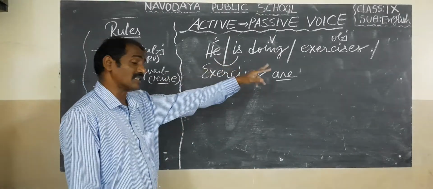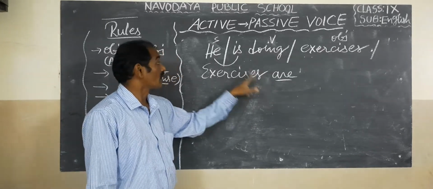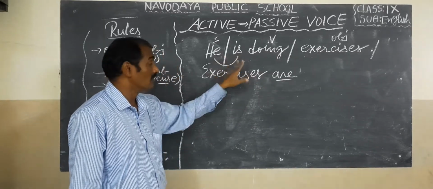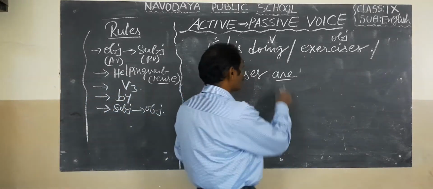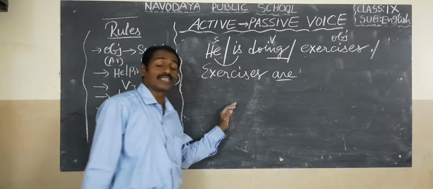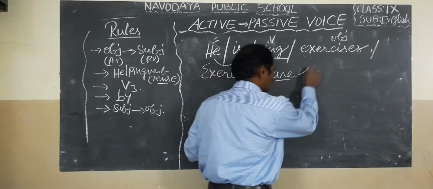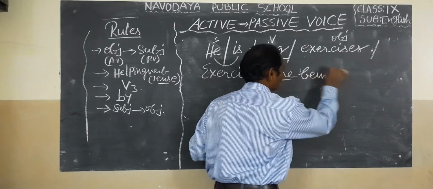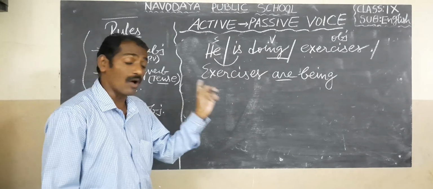So he is doing exercises. Exercises are, because it is plural. He is third person singular. Next, doing is a continuous tense, so the be form is being. So exercises are being.